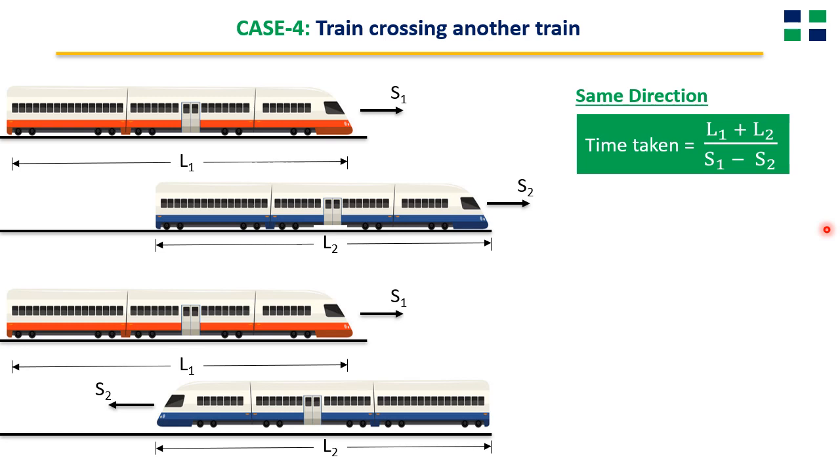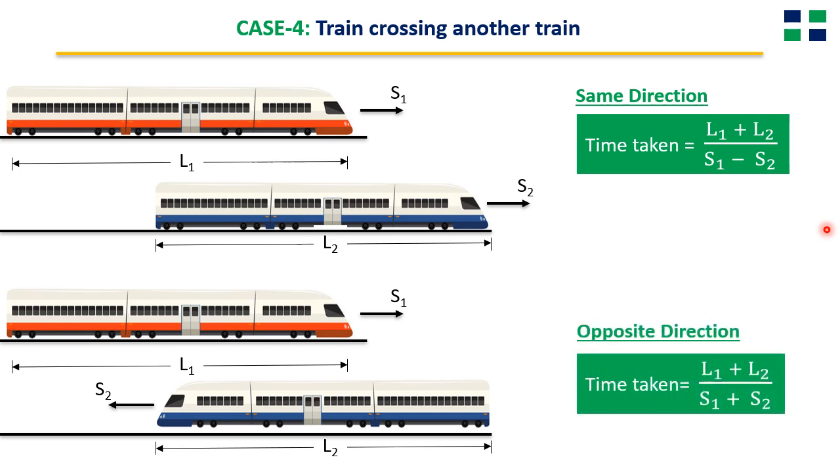What will happen if the trains are going in opposite direction? How much time will they take to cross each other? If they are going in opposite direction, the time taken is equal to addition of length of both the trains divided by relative speed, which will be taken as S1 plus S2 this time.